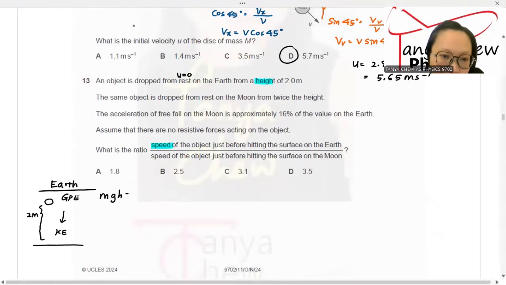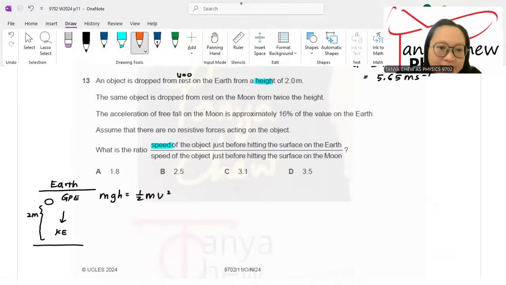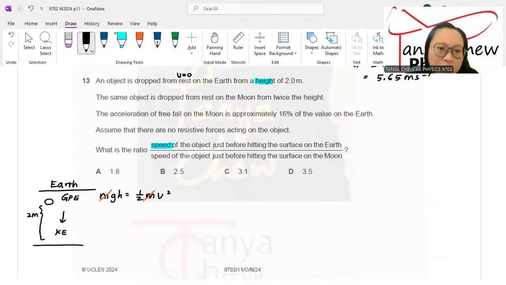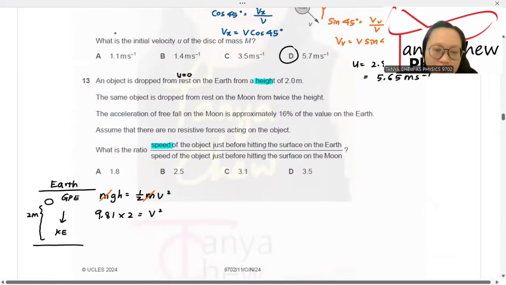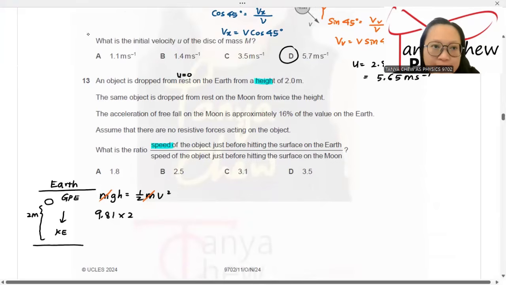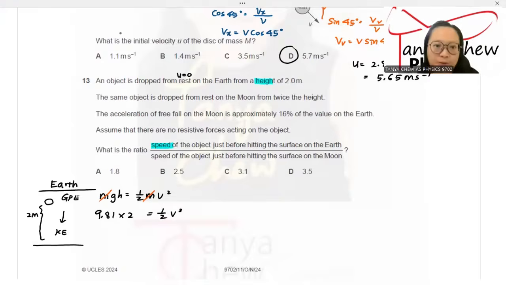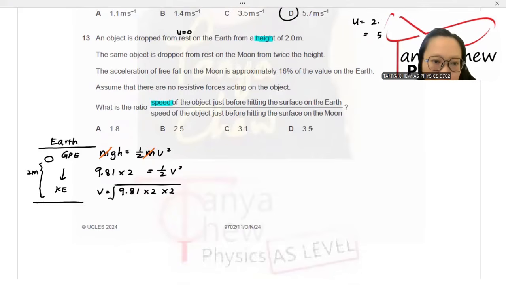Gravitational potential energy is mgh, kinetic energy is half mv squared. Then, second step, cancel the m first. Could you see that the mass of the object is not important at all? g on the Earth is 9.81, height is 2 meters, and you can find the speed. Oh, I forgot about the half. Don't ever make this kind of careless mistake. Make v squared the subject first and then square root it. I do it step by step. So v is equal to the square root of 9.81 times 2 multiplied by 2.